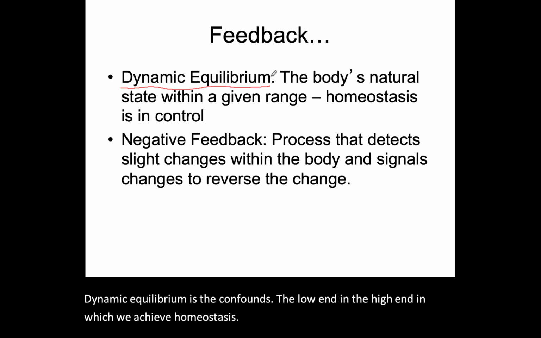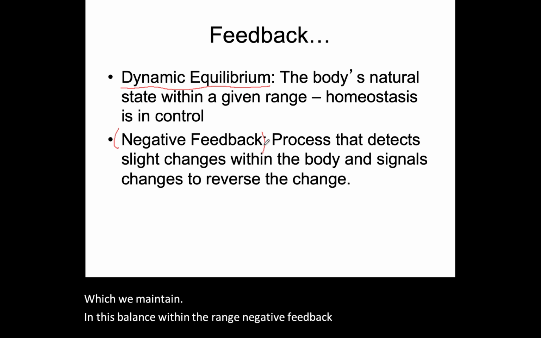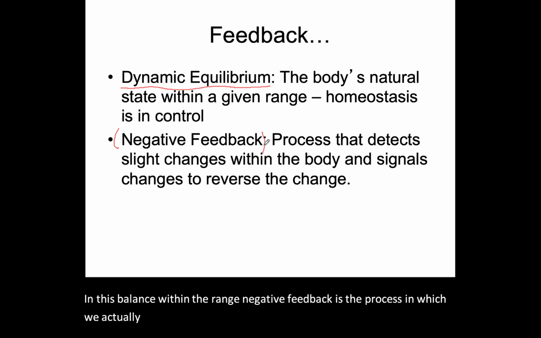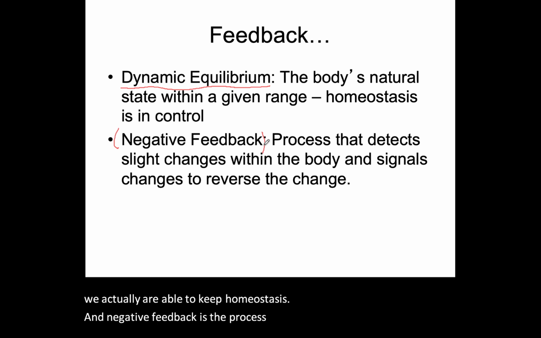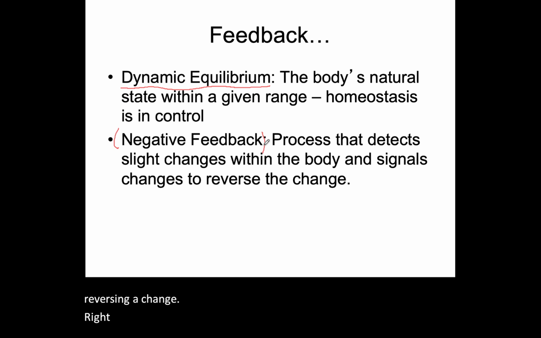Negative feedback here is the process in which we maintain this balance within the range. Negative feedback is the process in which we actually are able to keep homeostasis. And so negative feedback is the process that detects slight changes within the body and signals changes to reverse things. It's negative because it's reversing a change. It's opposing a change.